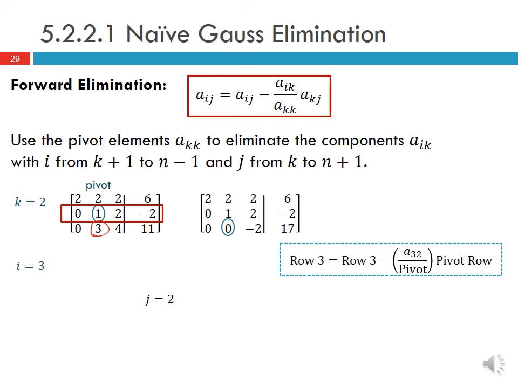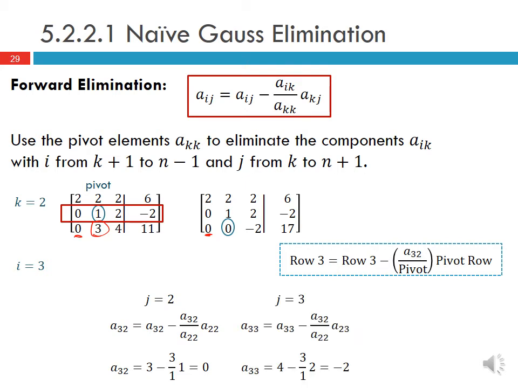So I don't need to start with j equals 1 because that's already 0. So we can start with j equals 2. With j equal to 2, we plug in our indices in our expression, and we see that A32 ends up being 0, which is as expected because that's what we're trying to get rid of. Then j equal to 3, we get A33 equal to negative 2, so that goes here. And then j equal to 4, we get A34 equal to 17, so that goes in here.